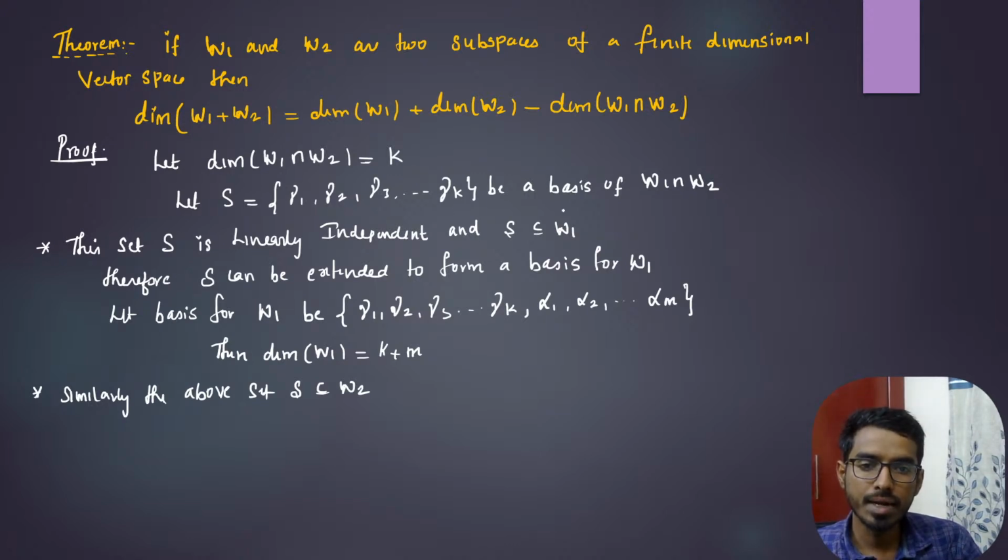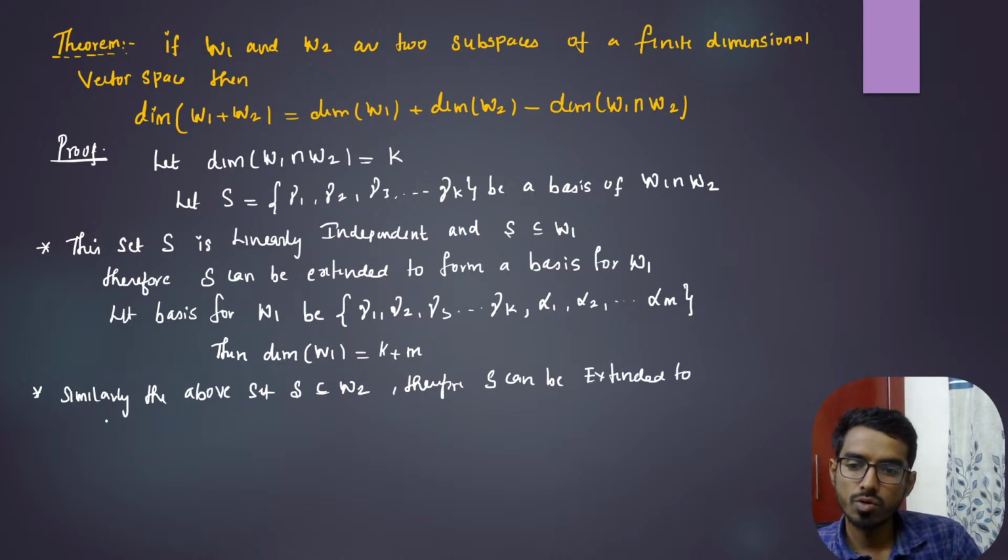So these independent vectors will be in W1, though they need not be a basis for W1, so we extend with alpha 1, alpha 2, up to alpha m. And similarly, this S is contained in W2. Therefore, S can be extended to form a basis for W2, right?